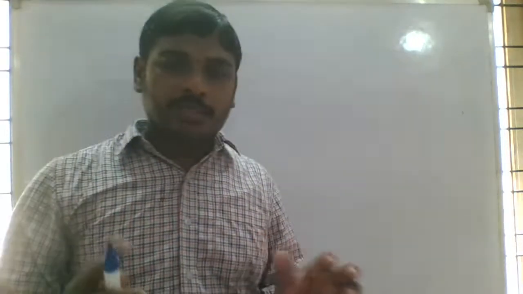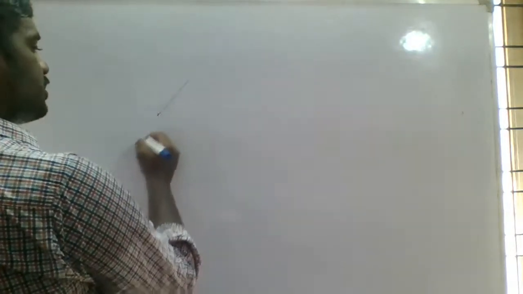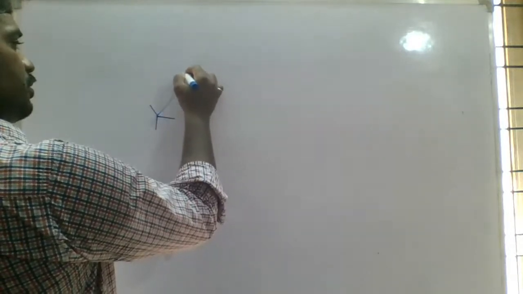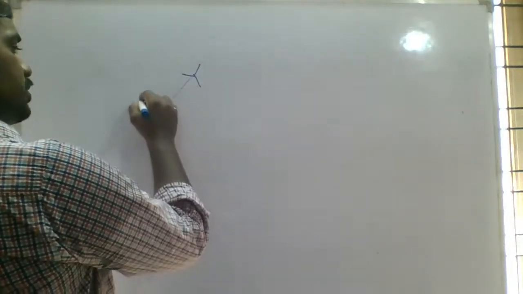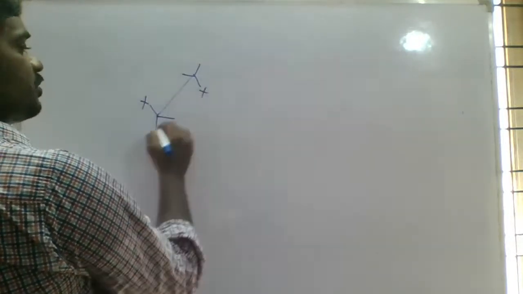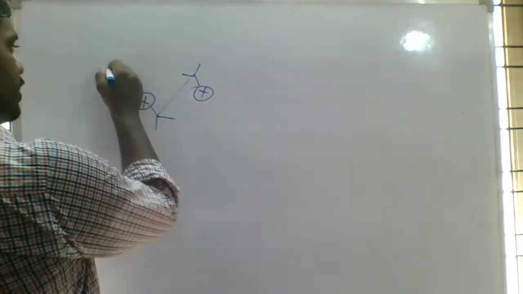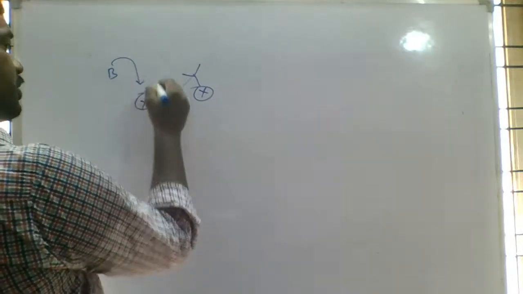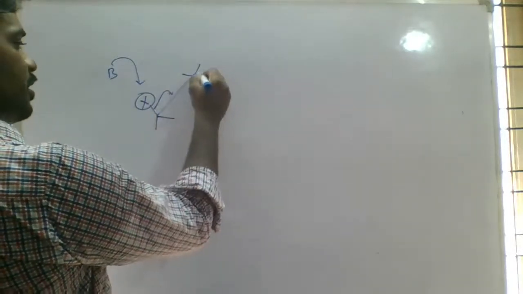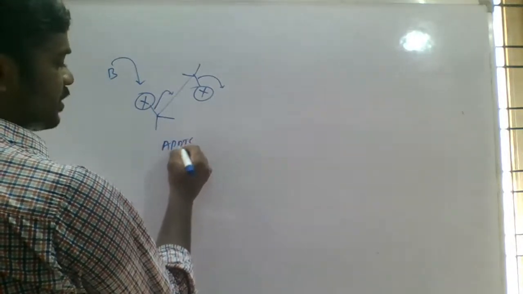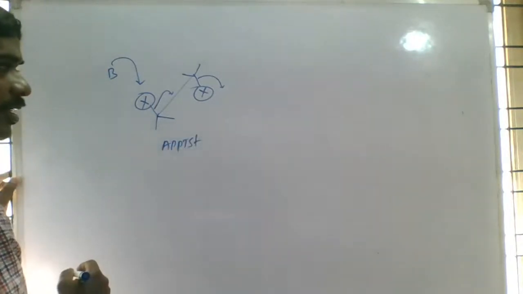So here we are simply taking anti-elimination and cis-elimination. This is in the Sawhorse form. Here this is the X. These two are in an anti manner. Therefore, here we are adding a base, then the bonding electrons shift and this group is lost. This is called an anti-periplanar transition state. It forms an anti-periplanar transition state.